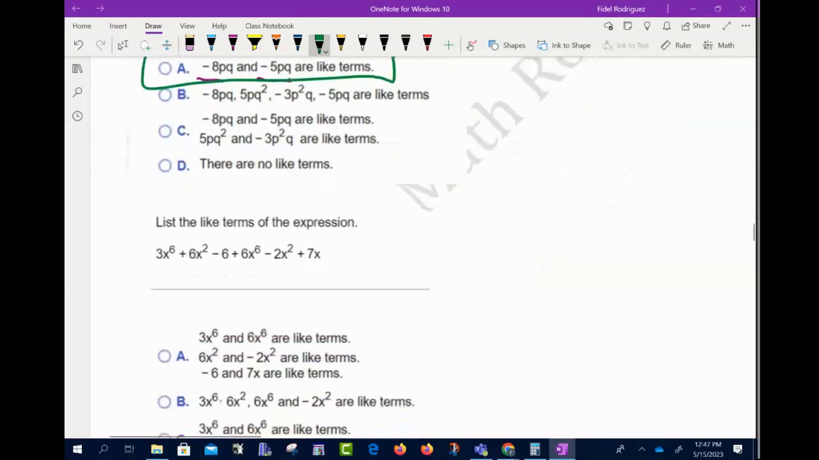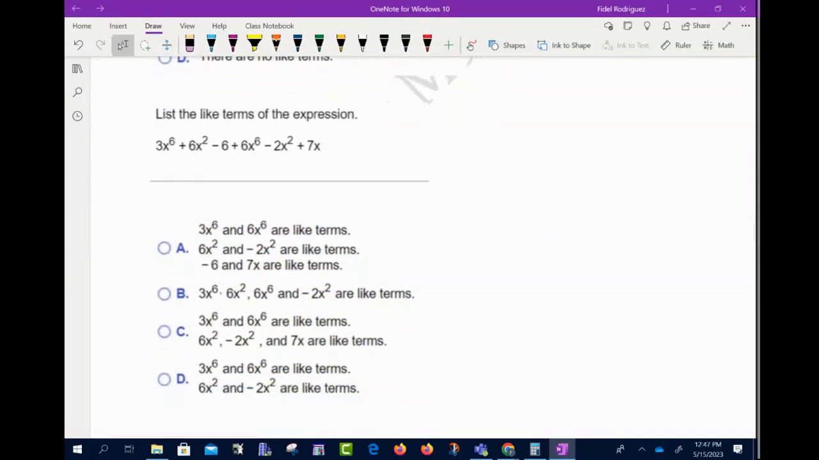Okay, let's do the same thing here. Let's go through our like terms. Let's see which ones are like terms. Would you guys agree that this one here and that one there are like terms? Because they're both x to the 6. So look, I'm looking at this part. So far, that looks good. Okay. Would you agree the 6x squared and the minus 2x squared are like terms? Okay, so far A is looking really good.